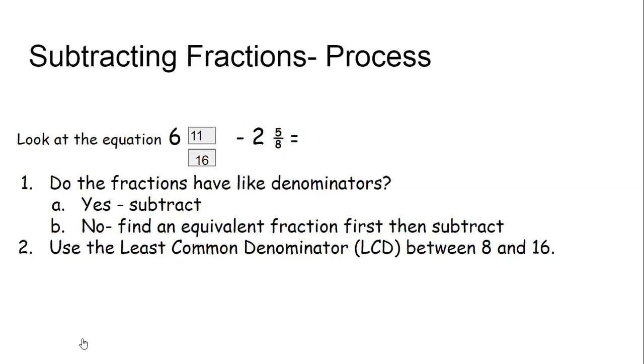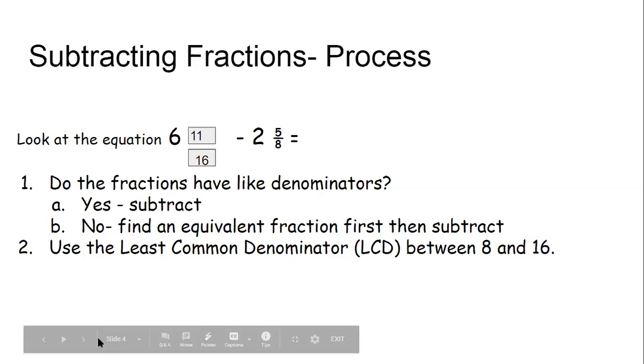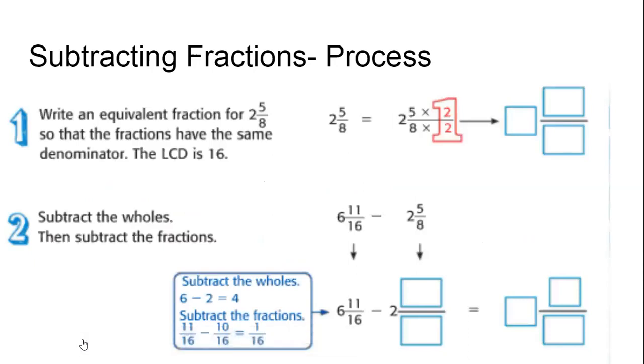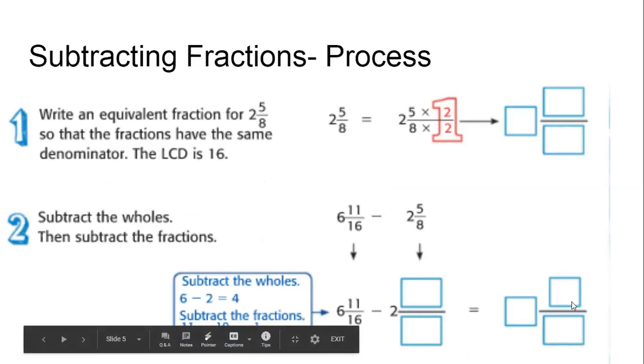To do that, we need to find the least common denominator between the two denominators that are shown, 8 and 16. And you may have to go back and review the least common denominator lesson if you didn't understand it. So we know that 8 is a factor of 16. So we're going to make 2 and 5/8 something equivalent over 16.